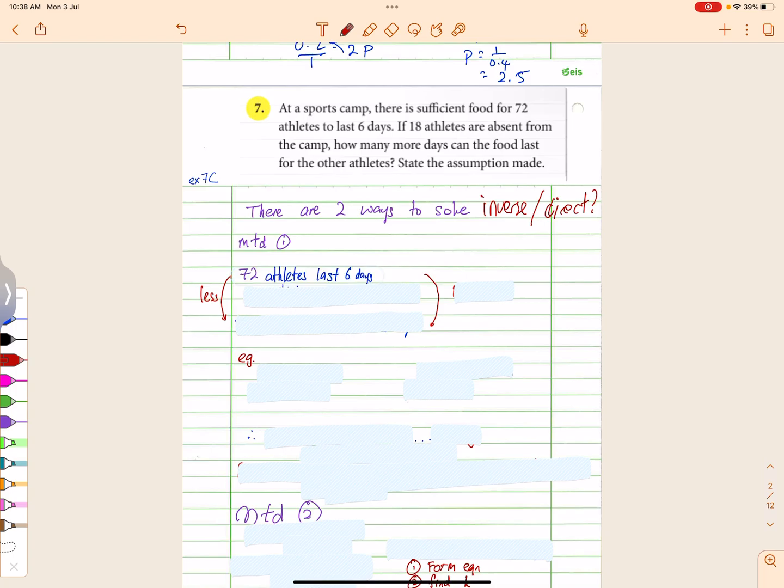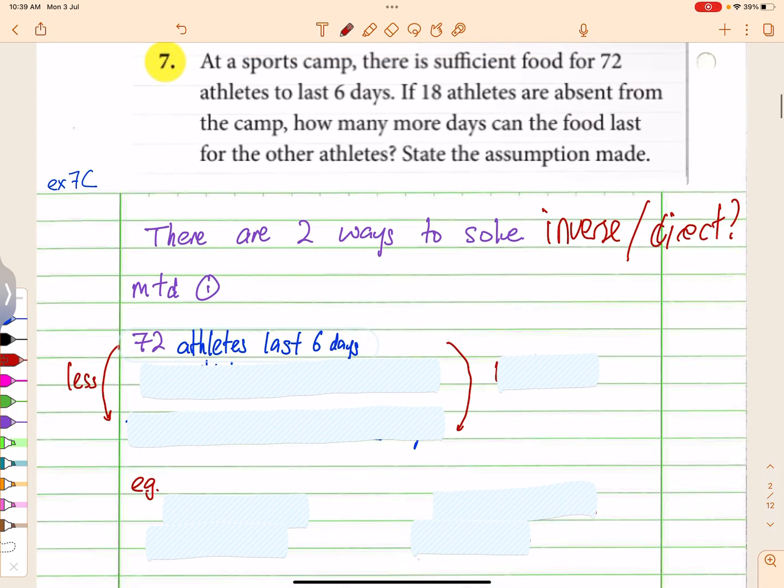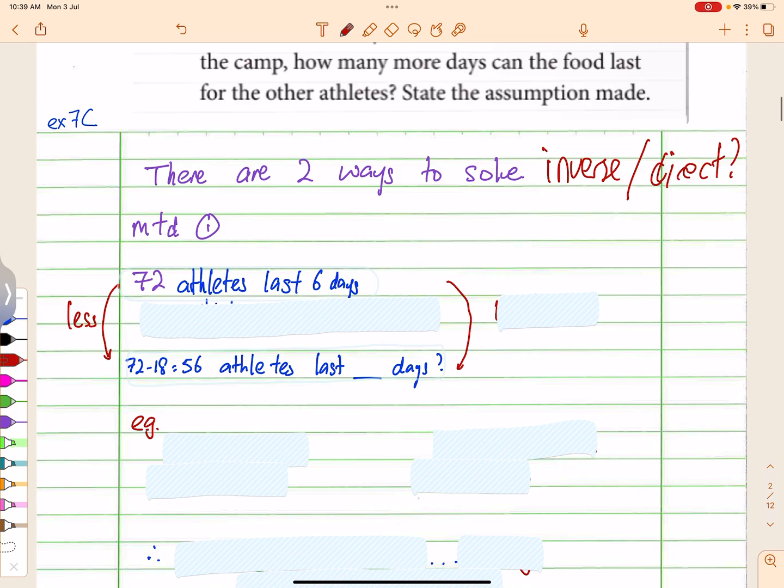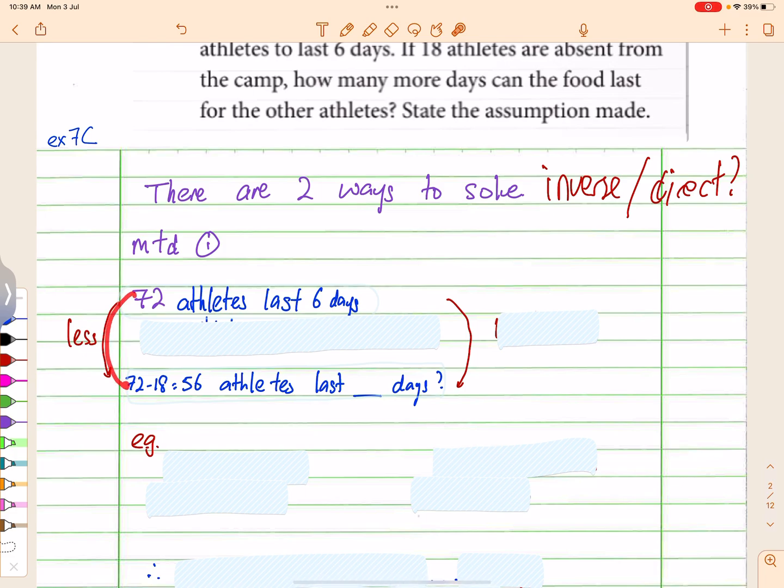Yeah, so let's take a look at the idea here. So 72 athletes will last for 6 days. Then the question is, if 18 of them were absent, 56 of them actually can last how many days, right? The food. So let's have the idea here. So if the 72 actually drop to 56, that means there are fewer athletes. Now over here, should I have more or fewer days, right? So what do I actually put in here? So let me erase this. Yeah, good. So I can give one example. Say for example, one apple costs $3.